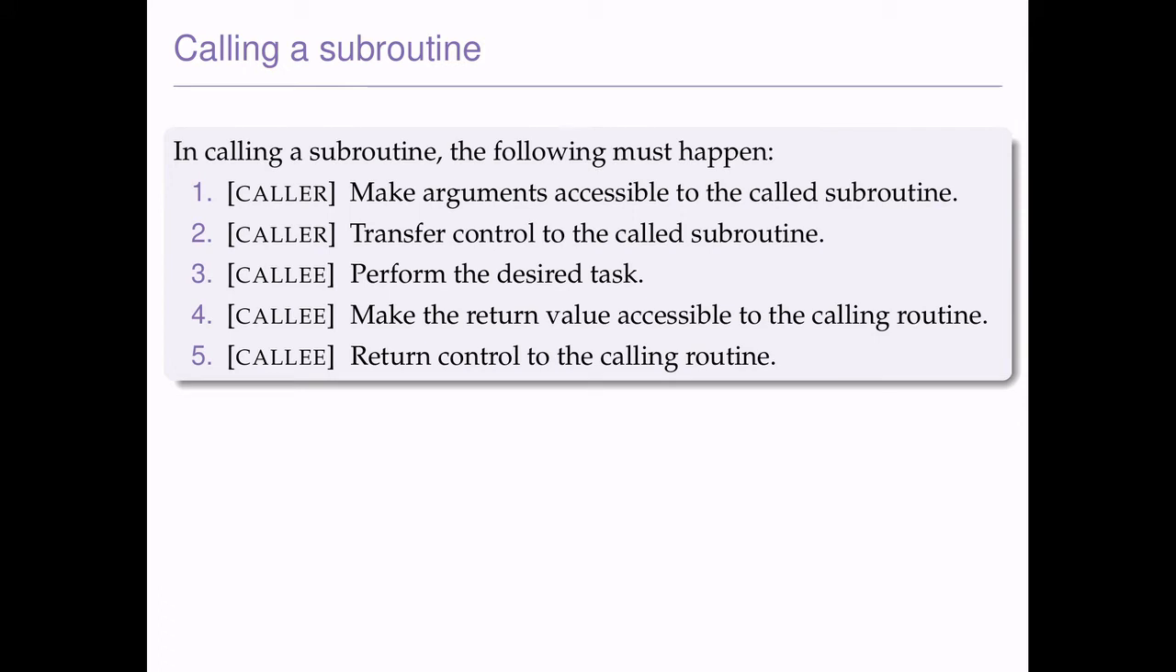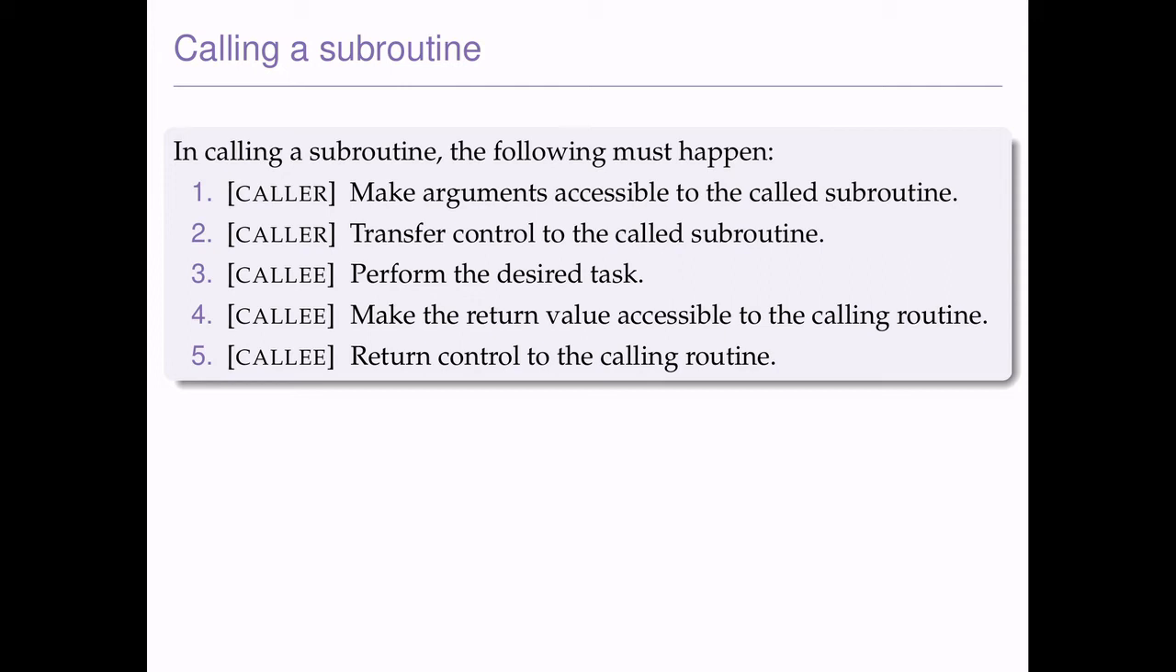So, when you call a subroutine, a certain number of steps must happen. The caller must make the arguments accessible to the called subroutine. Like when you call a function, you have to give it an argument if it needs one. If it doesn't need one, that's fine, but you need to make that accessible to the subroutine you're calling. You then need to transfer control to the called subroutine so that it can do its thing. When you've transferred the control, the callee, that is the subroutine you're calling, has to perform the desired task. It needs to make the return value accessible to the calling routine, so it has to give back what it's made, and then it has to return control to the calling routine.